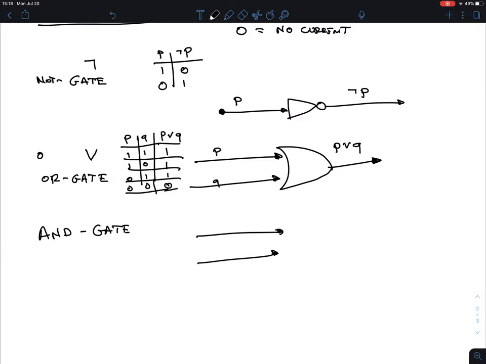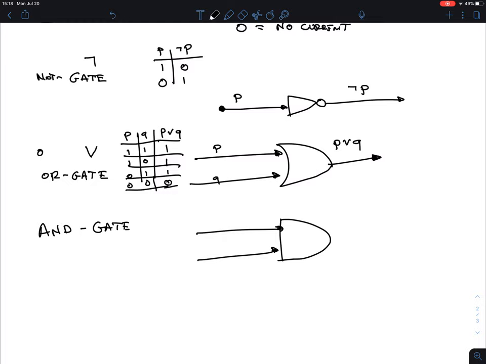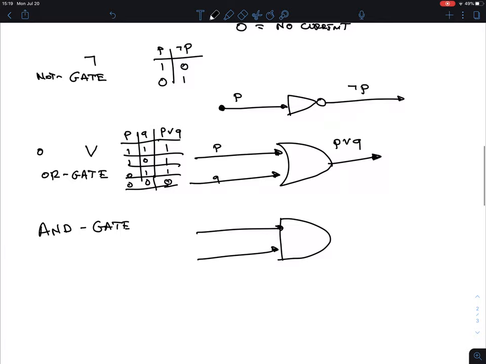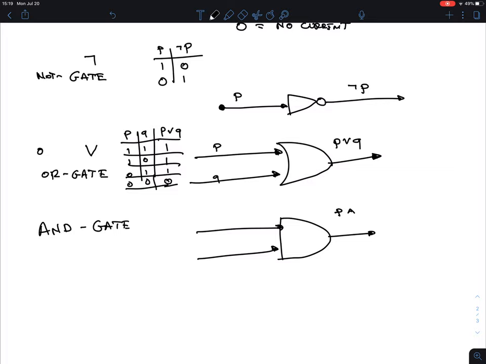And then this goes into something that looks like that. The difference between an OR and AND gate is pictorially not very clear, but the book has slightly better pictures, I guess. So this is P and Q. Okay, and so let's write again what this means. P and Q.